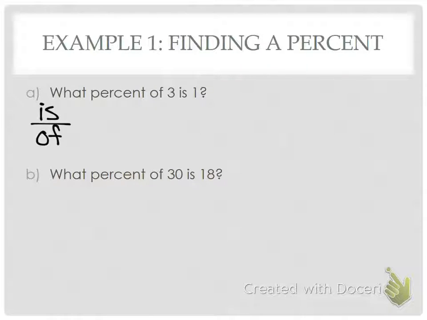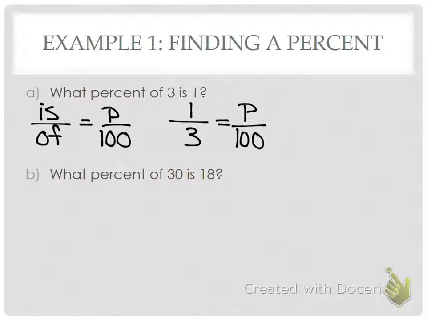So I use my formula. Is over of equals P over 100. I like this formula because it helps me clearly connect the value that's supposed to be plugged in and where it plugs into the formula. So if I have of 3, where do I plug that in? For which variable? For which side? For my of. For my B. Okay? And then my is 1 plugs into the numerator. So 1 over 3 equals P over 100. And there I have a proportion set up.